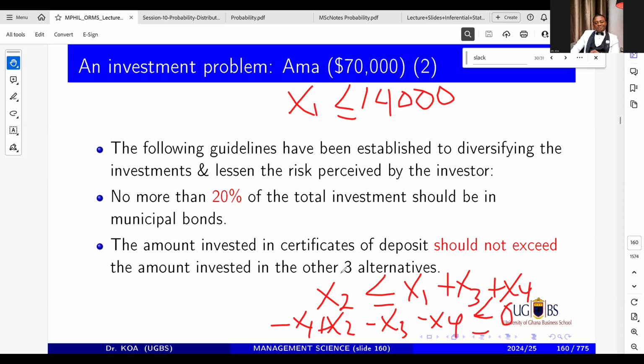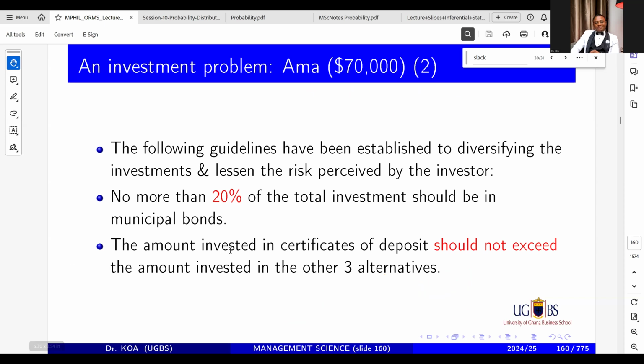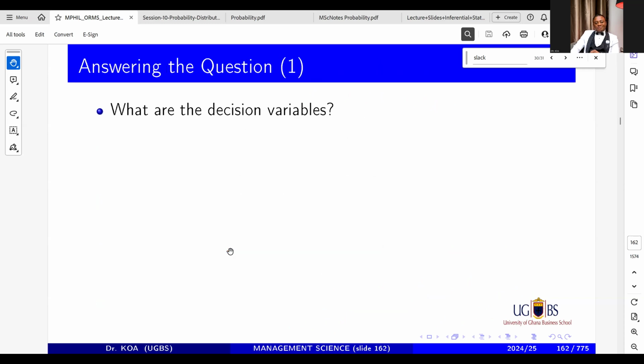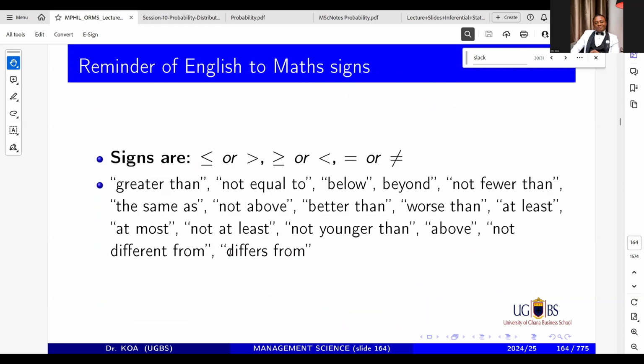Remember that you have not divided anything by anything. You are only moving. You are not moving whatever is on the left-hand side to the right-hand side. All right. So this is how you formulate the second constraint, the amount invested in. Let's go to the third diversification constraint. In fact, let me show you here.